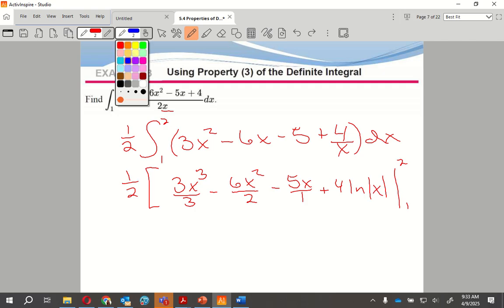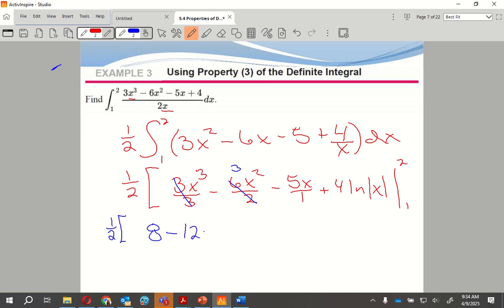Alright, so let's start plugging in. So I have 1/2, and that's going to give me, those cancel, and 2 to the 3rd power is 8, minus 4 times 3 is 12, minus 10, minus my lower bound, which is going to be 1/3 minus 3 minus 5.